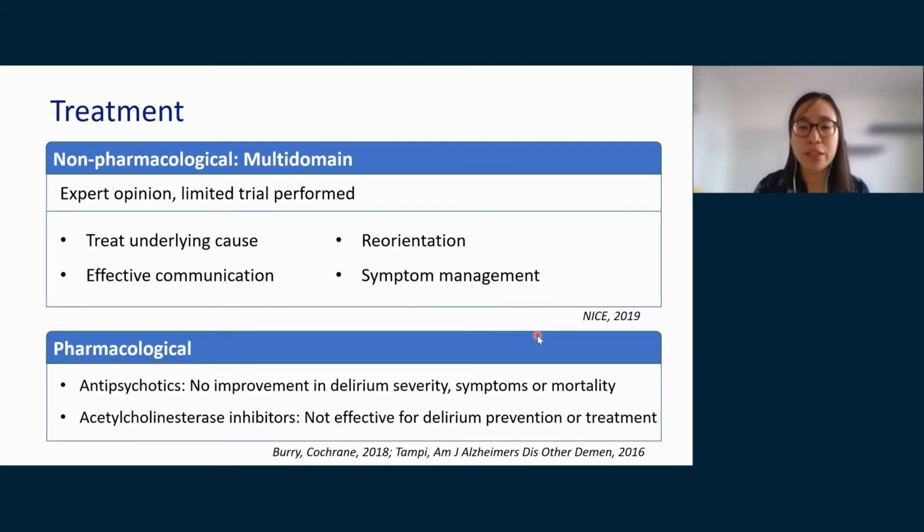In terms of treatment for delirium, the current advocate for treatment of delirium is the multi-domain approach, which is very similar to the prevention strategy. This is based on expert opinion as limited trials had been performed. In contrast, there are quite many trials that were done to assess the use of antipsychotics and acetylcholinesterase inhibitors to treat delirium. But current evidence based on meta-analysis of these trials indicate that these are not effective as a treatment strategy.